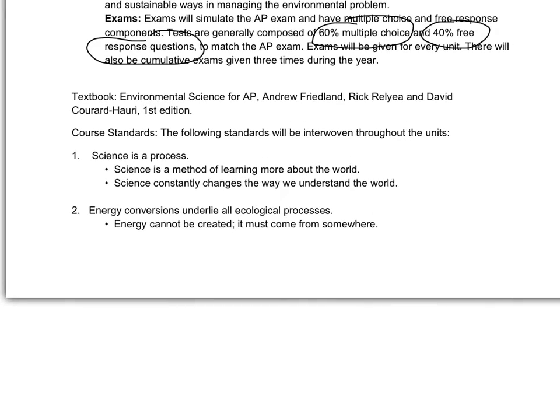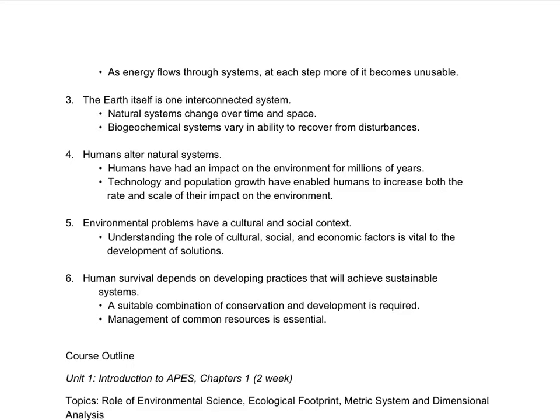Now the textbook that the school has provided for you is Environmental Science for the AP, and that's what you're going to be reading out of. Now here are all the different course standards that you can look through. They cover all the different subjects that we're going to cover in more depth, and so you can have a look through those. If you have any questions about any of them, feel free to let me know.